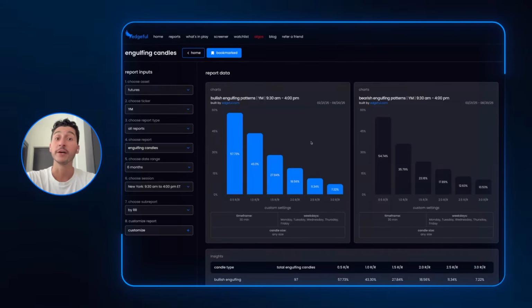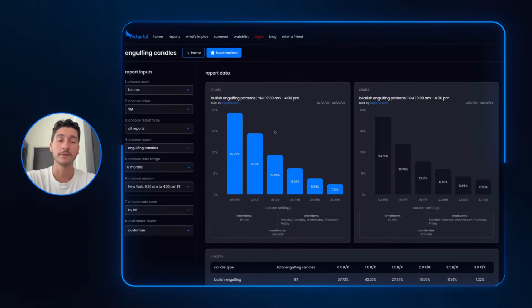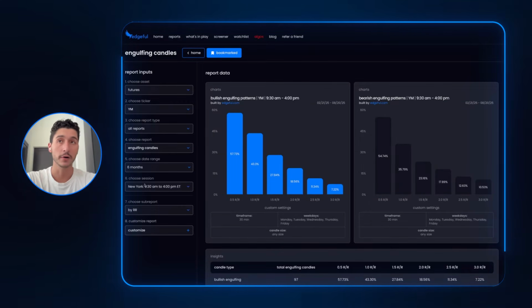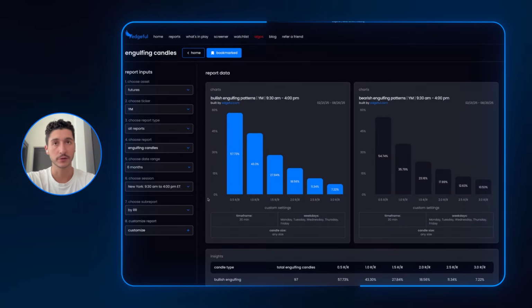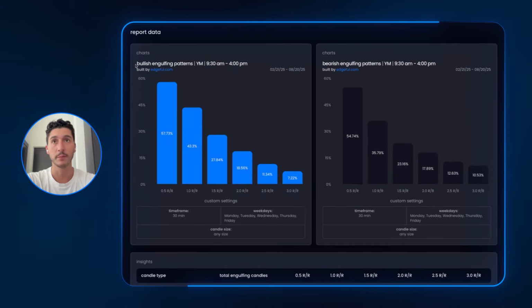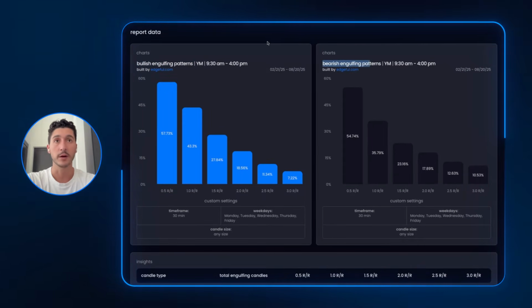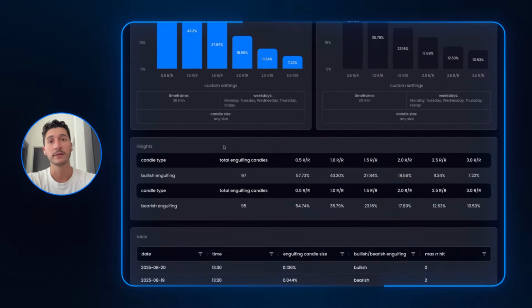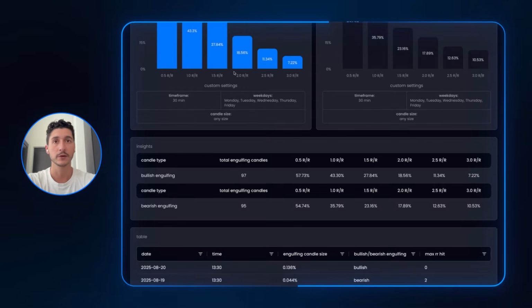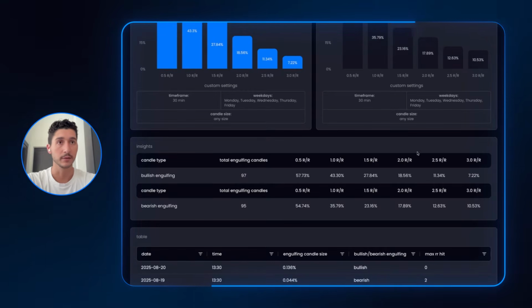Here's everything you need to know about the Engulfing Candles by RR report on edgeful.com. By RR is just risk to reward. I'm going to show you what this looks like, but pretty much we have bullish engulfing candles and bearish engulfing candles separated left and right. So you just need to make sure that you understand these are the bullish, these are the bearish. We have a table down here, as always, about how many and the percentages that are up here.